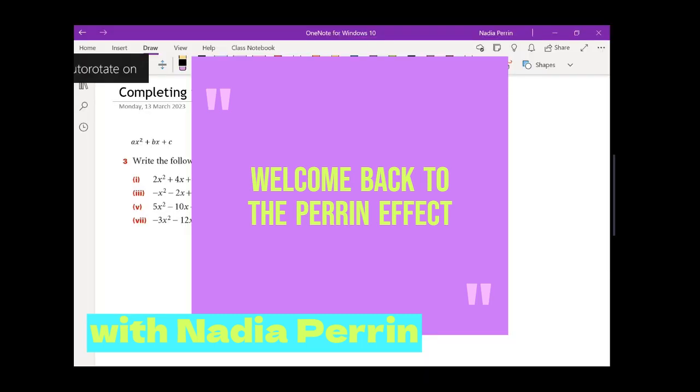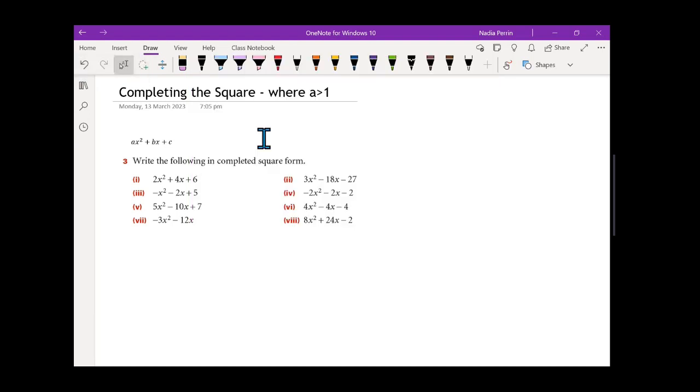Right, so today's tutorial is about completing the square, following on from the last one. And we're looking at the slightly more difficult situation where a is greater than 1. And when I talk about a, I'm talking about the coefficient in front of x squared. So the ones we looked at previously just had x squared, and now we're looking at these ones where we've got something in front of the x squared. So it just makes it a little bit more difficult, adds one extra step in.